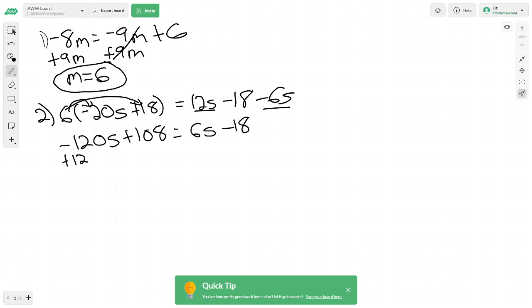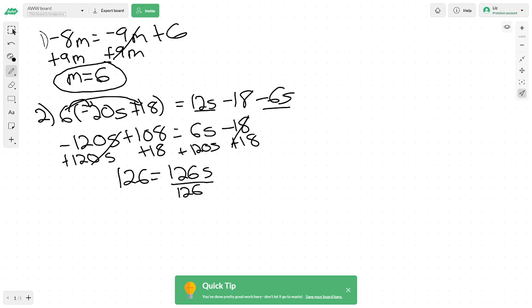So I'm going to add 120s to both sides. I'm going to add 18. And I'm going to get 126 equals 126s. Divide 126 from both sides. And s equals 1.